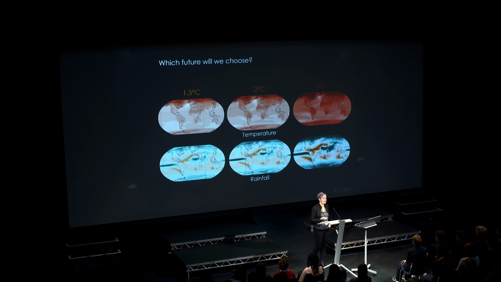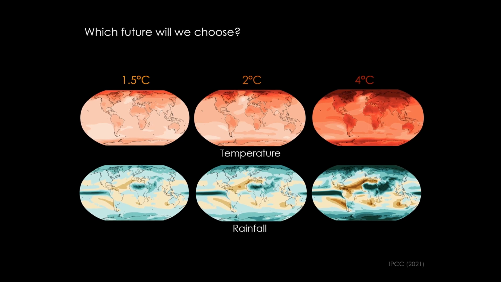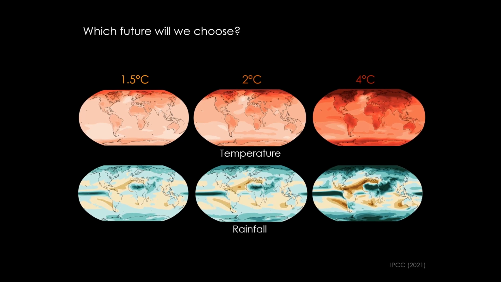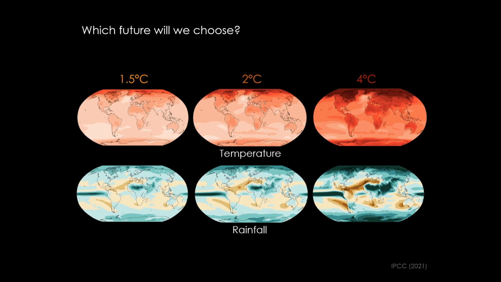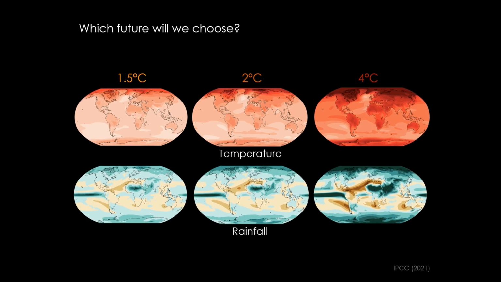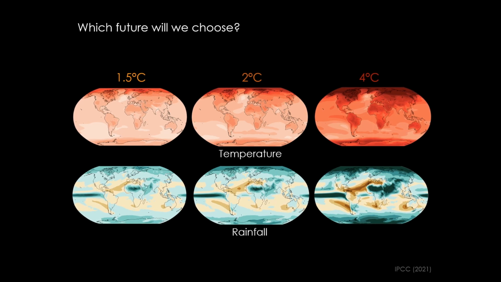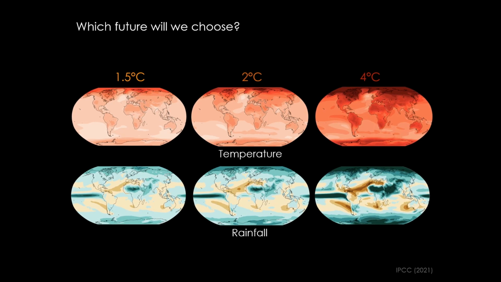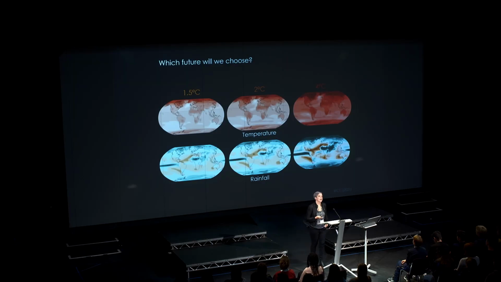And these are 3 possible worlds of the future I want to focus on. On the left-hand side, we've got a world that is 1.5 degrees of warming. Remember, we're at 1.1 now, so just a little bit more warming, a little bit more change. We've got temperature change at the top, and rainfall changes at the bottom. And the reason I picked 1.5 is because it has something to do with the Paris Agreement.